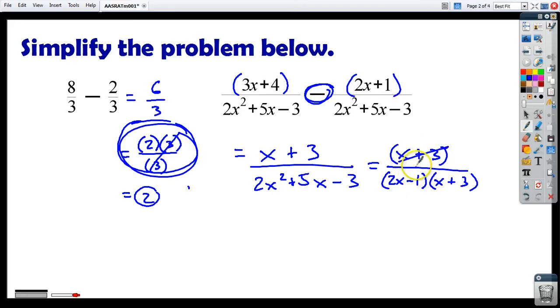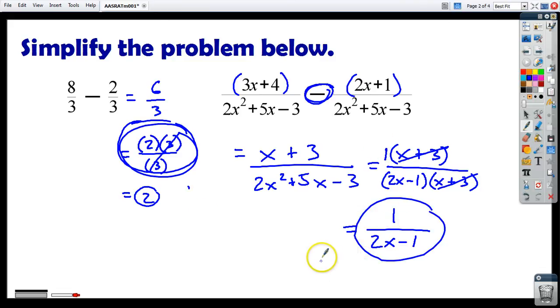x plus 3 on top as a factor cancels out with the x plus 3 on the bottom, and we get a reduced fraction with 2x minus 1 on the bottom. And of course we can't leave the numerator blank, so we fill it in with that invisible factor of 1 that's normally right there, and that becomes our reduced answer, just like we came up with the reduced answer over here.